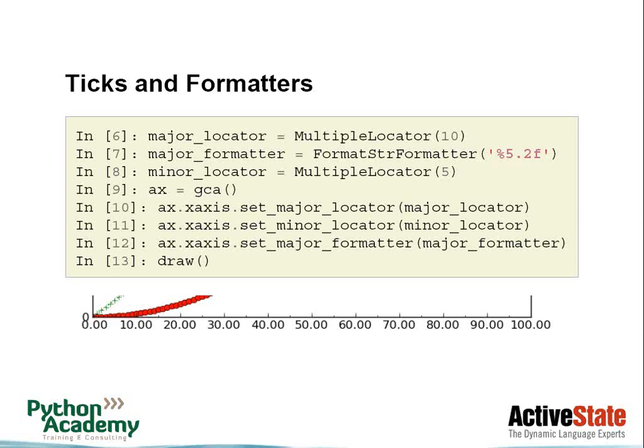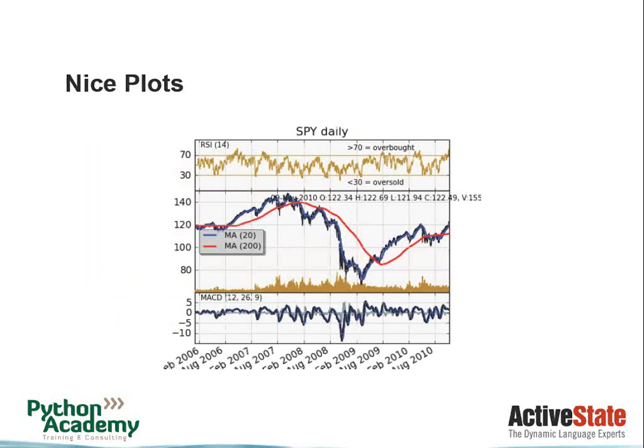And then I just set them. I set a property, the major and minor locator and the major formatter, and then I redraw my graph and I see the result. Next slide, please.